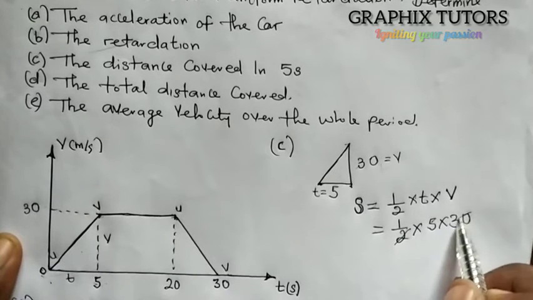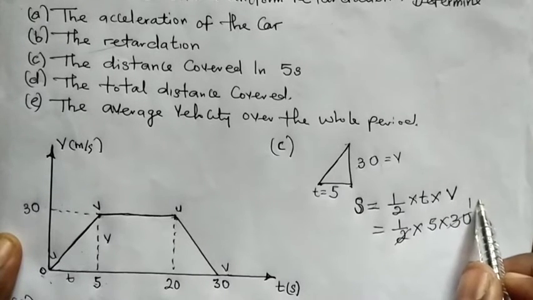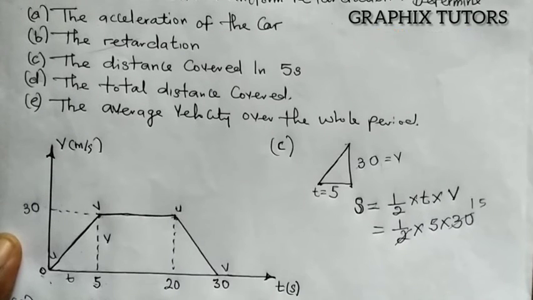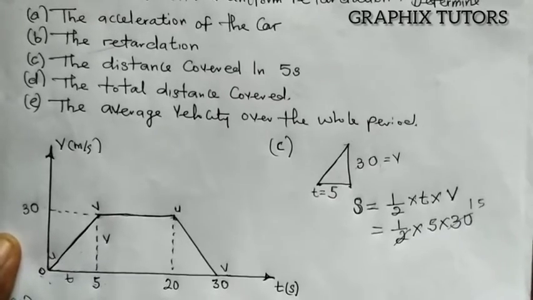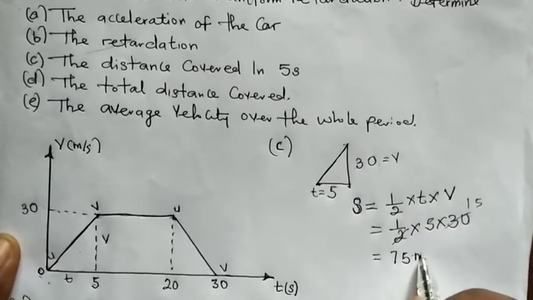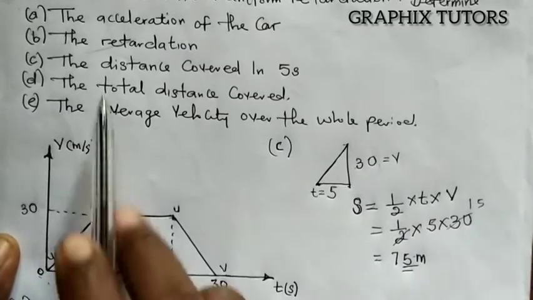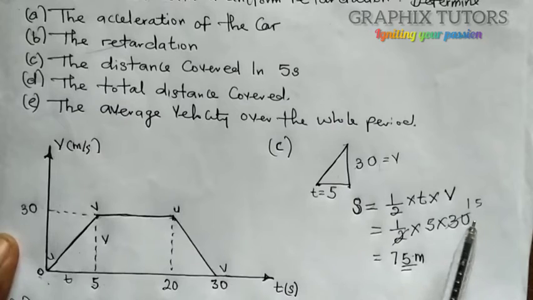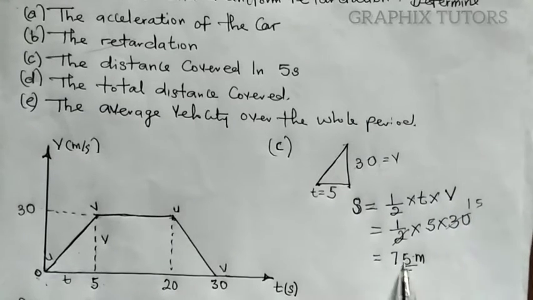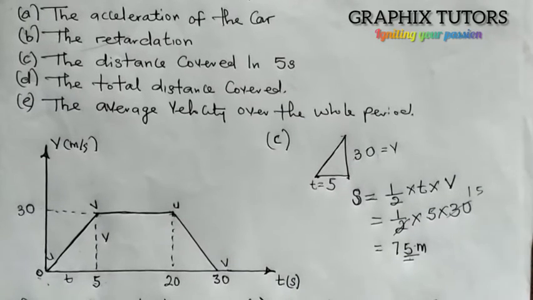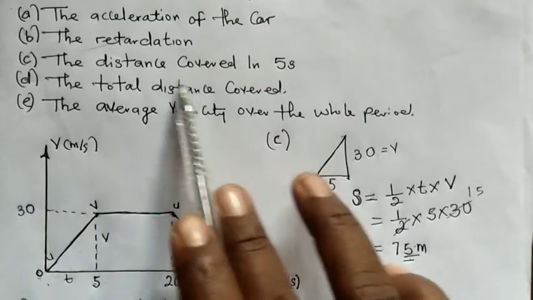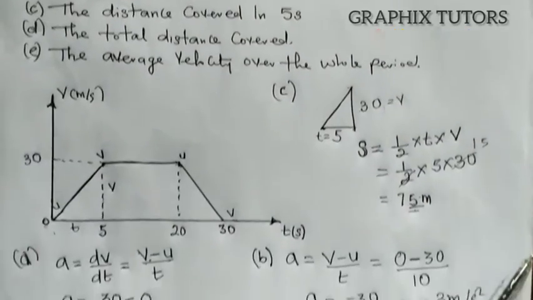So this will now give us half times t, which is 5, times 30, which is our v. So 2 we go in 30, 15 times. Then 15 times 5 will give us 75. Right, so we're having 75 meters. So the displacement or the distance covered in the first 5 seconds is given as 75 meters.